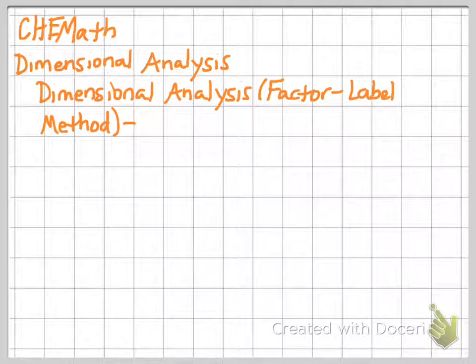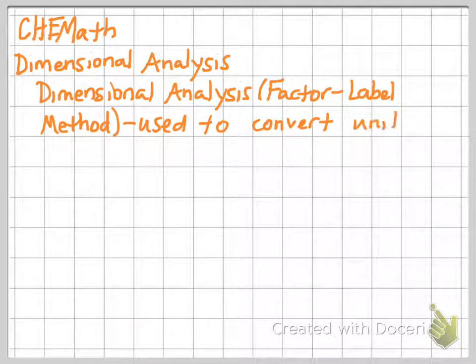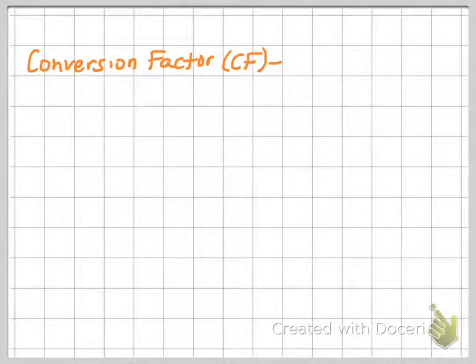This is talking about dimensional analysis, and dimensional analysis is also called the factor label method. Dimensional analysis is used to convert units. It is the system that we use to solve the problems in Chapter 7, and it's the same system we're going to continue to use to solve the problems here in Chapter 9. So this is what a dimensional analysis is.